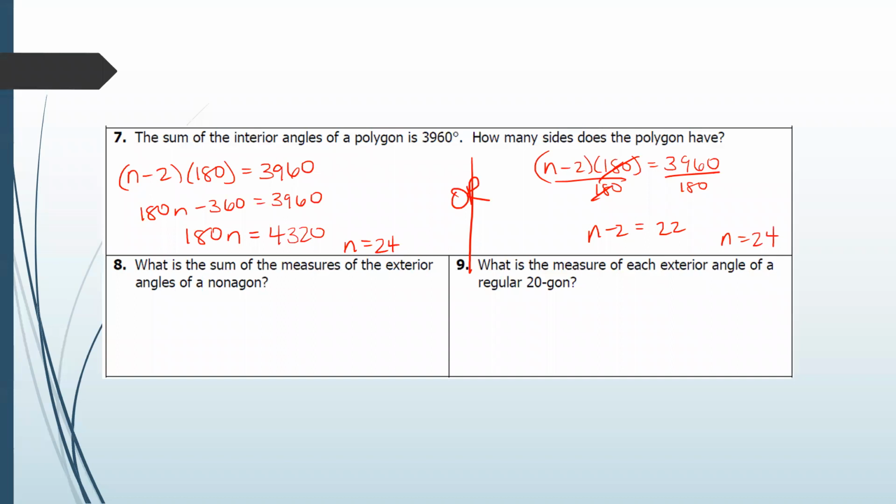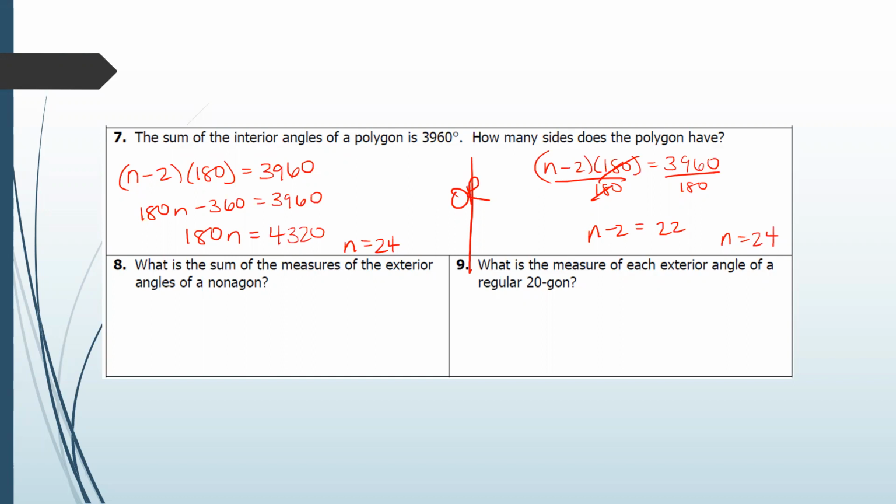You should have gotten 24 sides on this polygon. Would it make sense to get the number of sides with a decimal? Would it make sense to say 5.5 or 10.2? Would that make sense? No, it wouldn't make sense. Number of sides has to be a whole number. It either has 3 sides or 4 sides. I can't have a polygon with 3.5 sides, right?